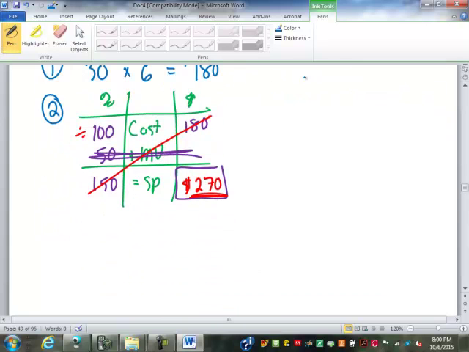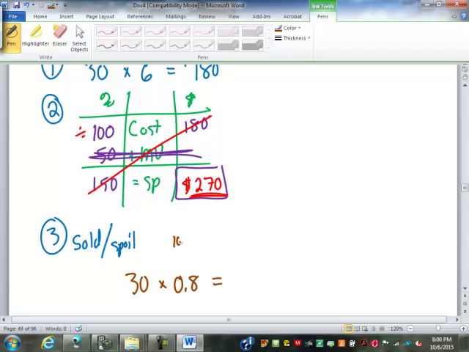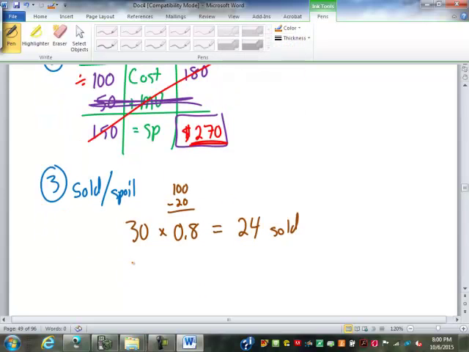Step 3. Find the number sold and spoil. Obviously, it's not spoiled in this case, but I'm going to keep using that term because it's the shortest way to put it. We have 30 items times 0.8. Where did the 0.8 come from? 100% minus 20%. Means 24 will sell. Or I can do 30 times 0.2. Again, they're not really spoiling, they're just going out of style.